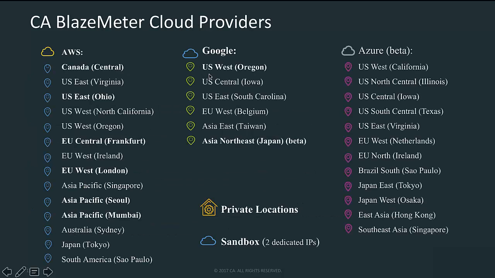Here's a look at how the cloud providers line up. Basically, we have all of the Amazon, Google, and Azure locations, and we also have the ability to add your own private locations. And we have something called a sandbox for running small tests on very short notice, just when you're debugging and making sure everything is working right.